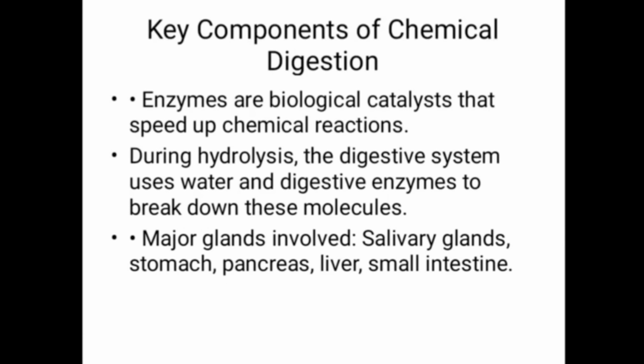So moving on, we have the key components of chemical digestion. The key components we'll talk about are the enzymes, hydrolysis, and the major glands involved in chemical digestion. Now, what are enzymes? Enzymes are biological catalysts that speed up chemical reactions.